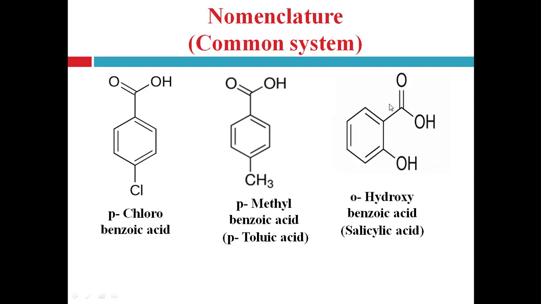ortho-hydroxybenzoic acid. Here again consider the benzoic acid group as a basic structure, and the hydroxyl group as a substituent on the ring, right? So here the OH group is present at the ortho position in relation to the carboxylic acid group. That's why ortho-hydroxybenzoic acid, and it is the well-known aromatic acid, that is salicylic acid, right? So it is generally known as salicylic acid.